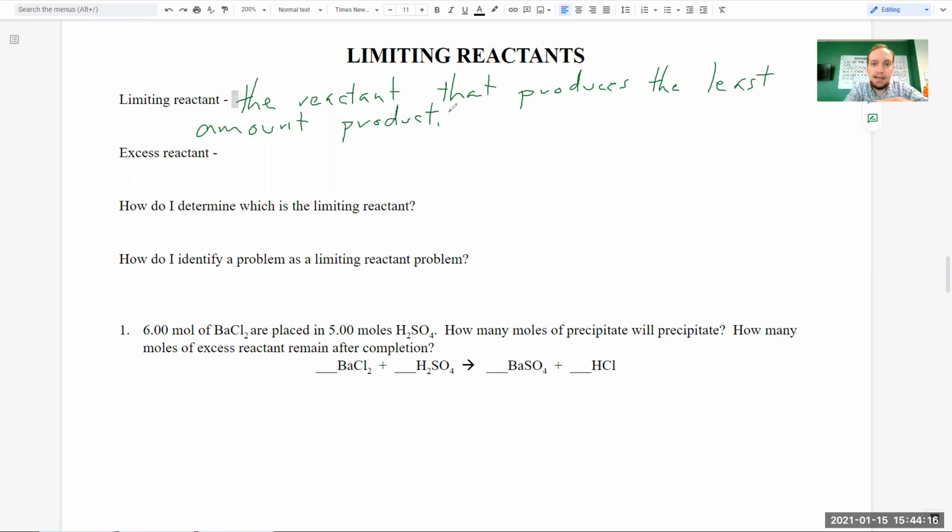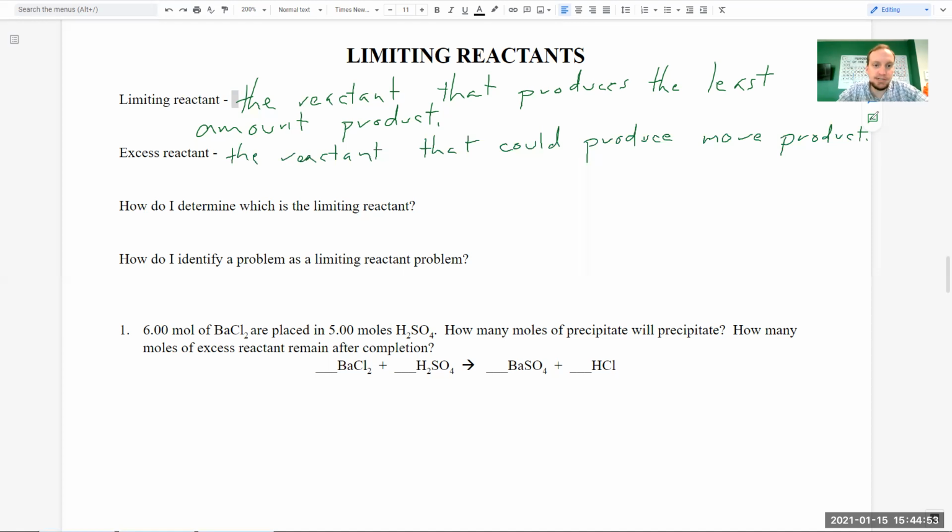On the other hand, any other reactant that is still present is going to be called the excess reactant. So this is the reactant that could produce more product. Again, it could, but it can't, because the reaction's finished since the limiting reactant has been all used up. There would be more of the excess reactant so that it could go on, but it just can't.